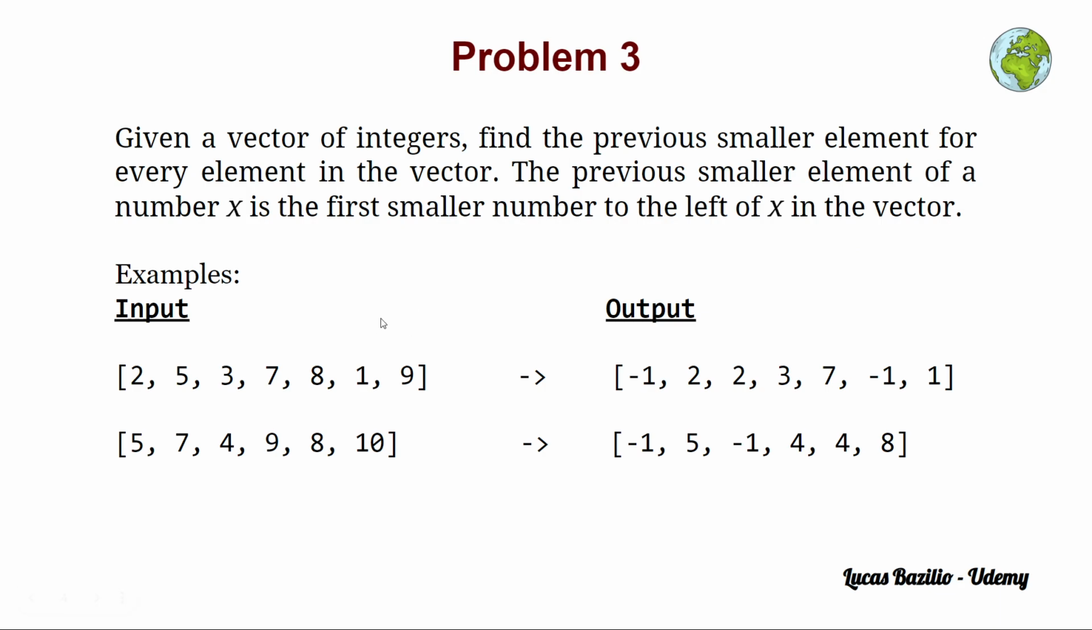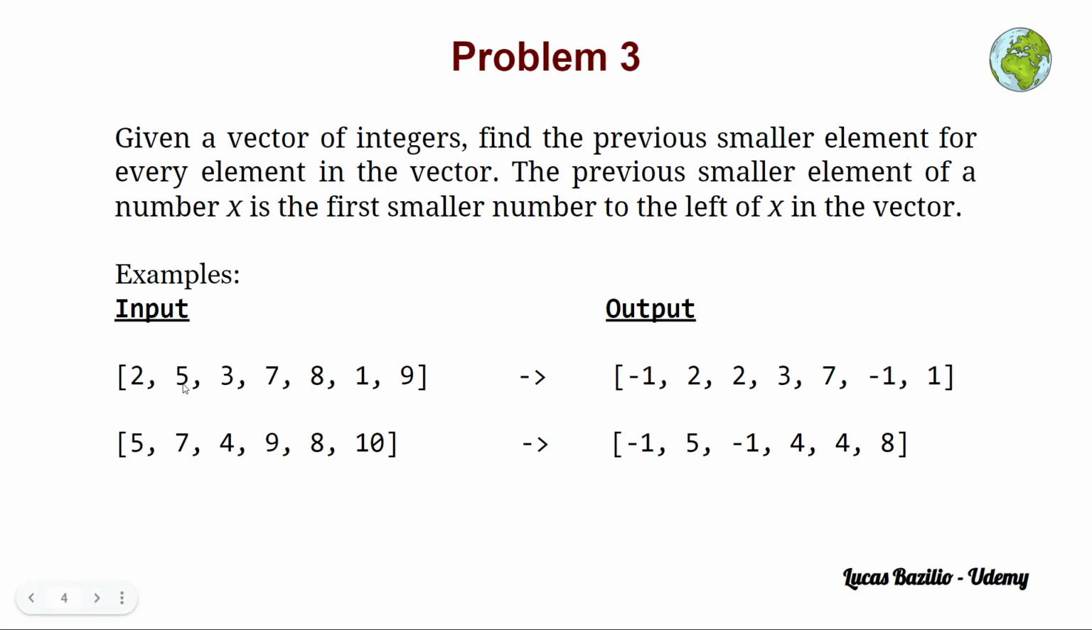So let's study some examples to visualize the idea. We have this vector here. The size of this vector is 7, right? We have 7 elements. So what we need to do is, for each element, find the previous element on the left that is smaller. For 2, there's no element smaller than 2 on the left because 2 is the first element, so we print minus 1.